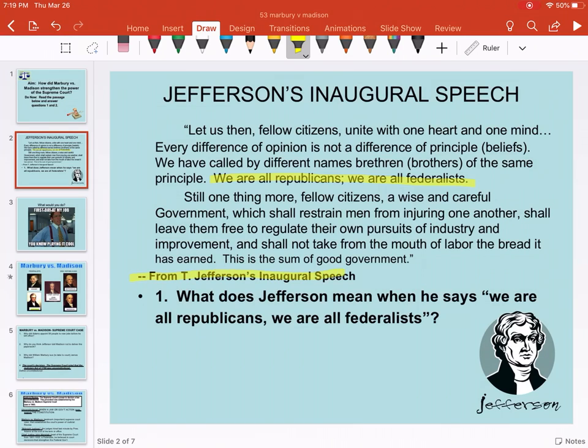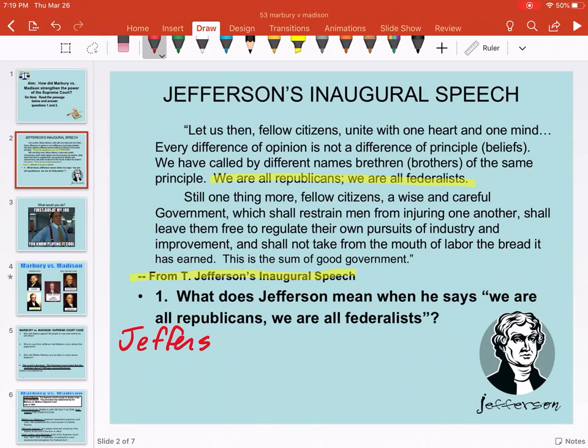As you see here, this is from Thomas Jefferson's inaugural speech. Those of you that did the video questions yesterday probably remember this quote from yesterday's video. So let's see what some of the correct answers for Do Now question number 1 were. What does Jefferson mean when he says we are all Republicans, we are all Federalists?